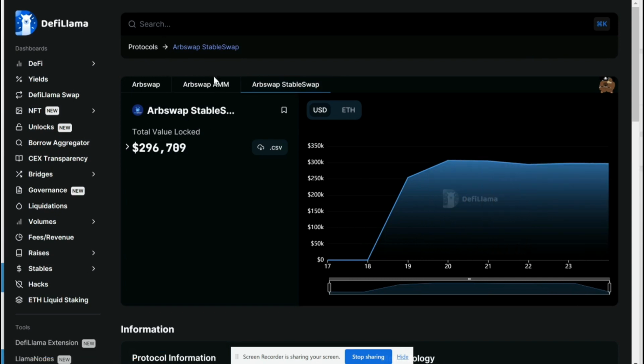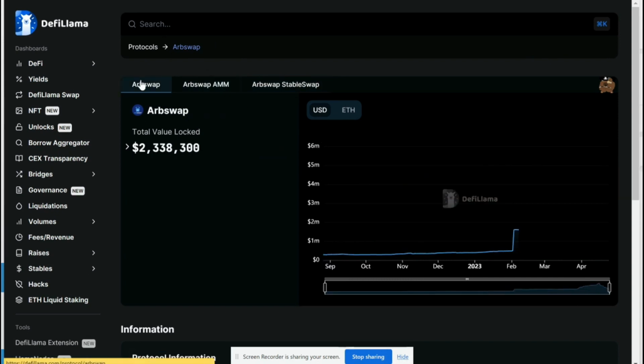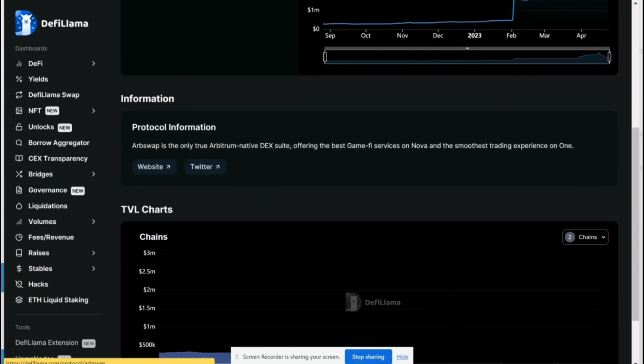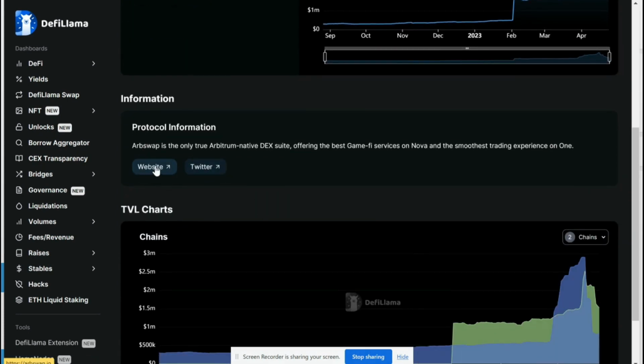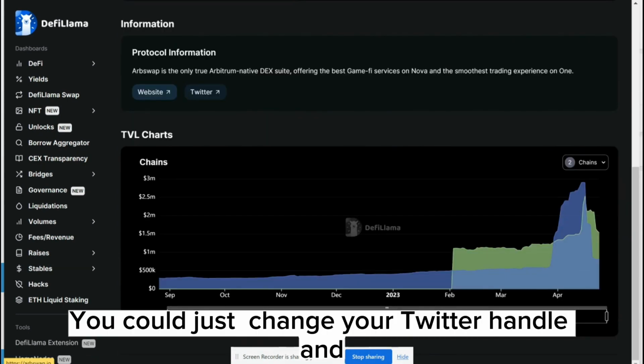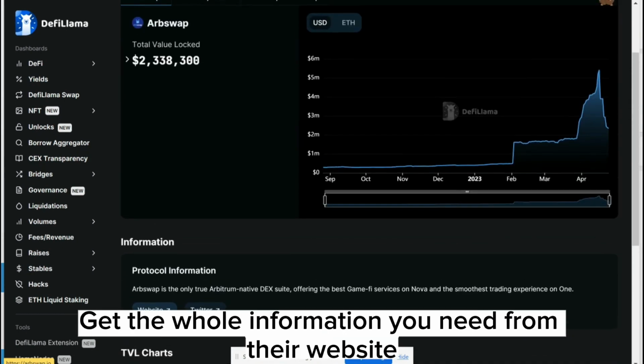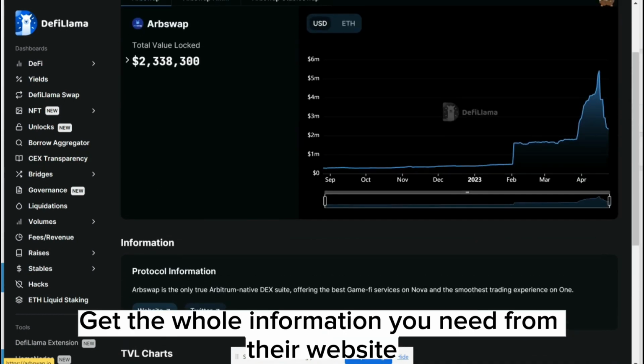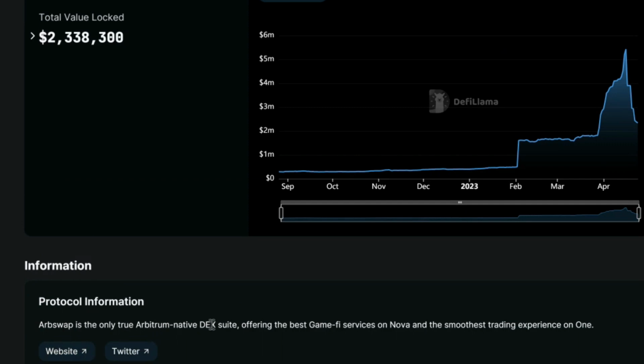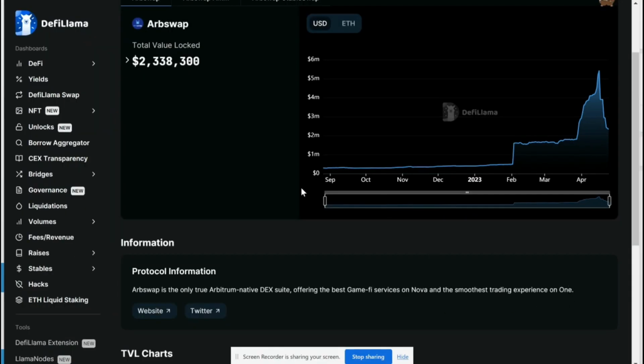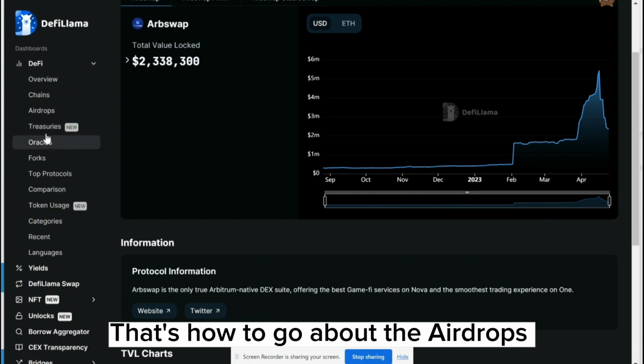their stables. Look at their Twitter handle. This is their website. You could just check their Twitter handle and get the whole information you need from their website. It's the only true Arbitrum-native DEX suite offering the best GameFi services on Nova and the smoothest trading experience on Arbitrum One. So that's how to go about your job.